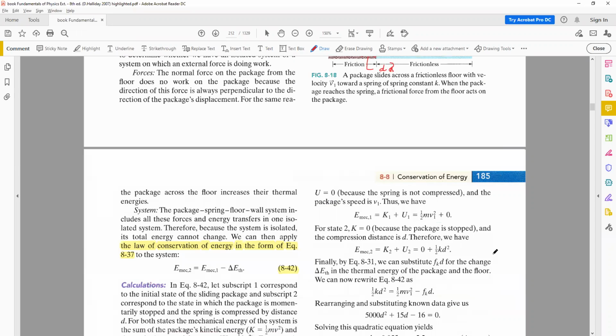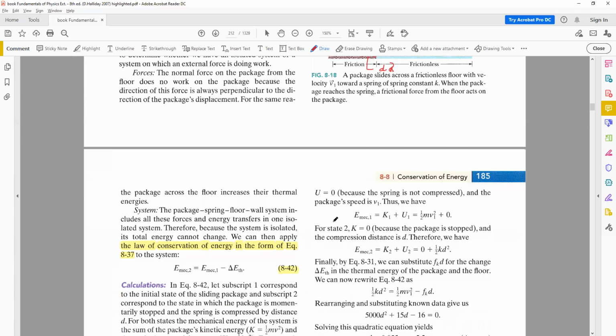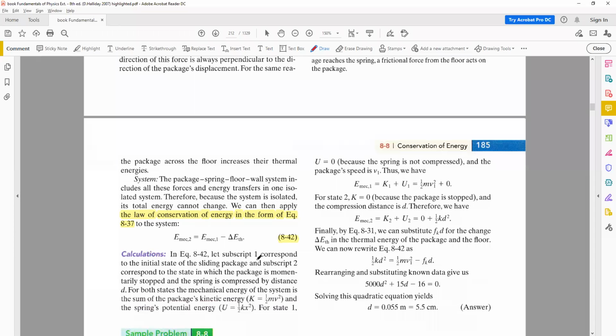In order to understand this, what are the changes that are taking place? We have defined two states, a state 1 and state 2. State 1 corresponds to the initial state of the box or the package, right? And state 2 corresponds to the state in which the package is stopping. After pushing the spring, the package will stop. So that is state 2, when the spring will be compressed.